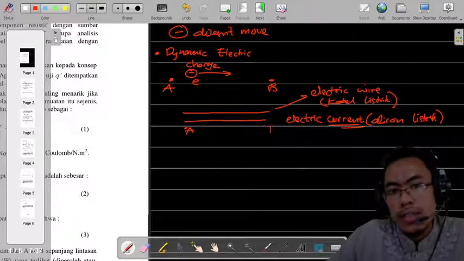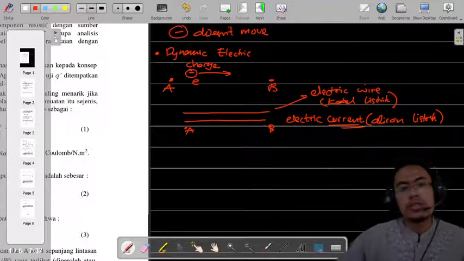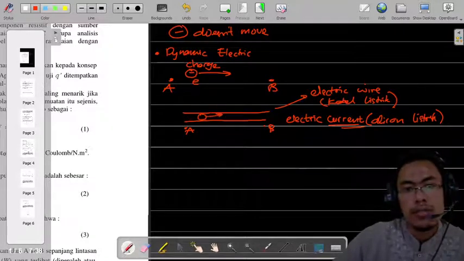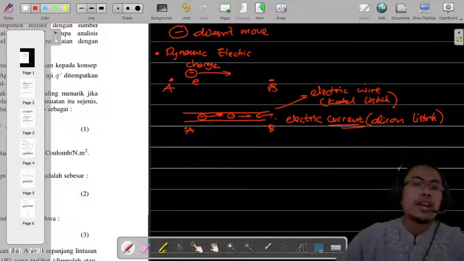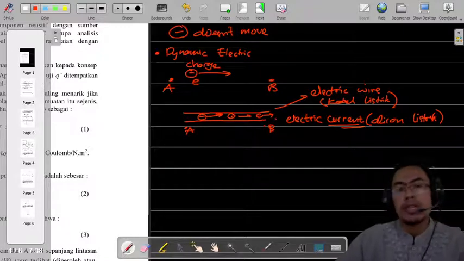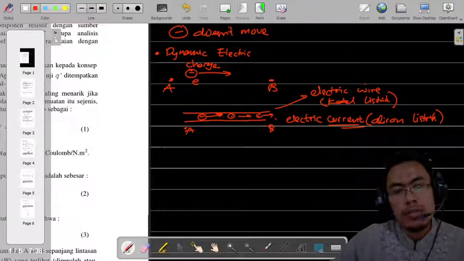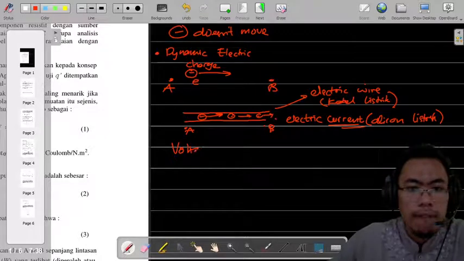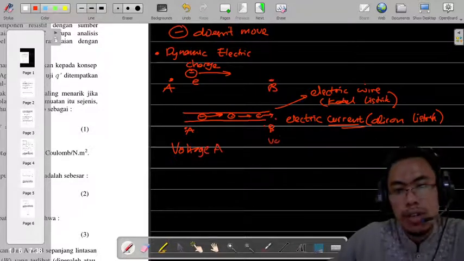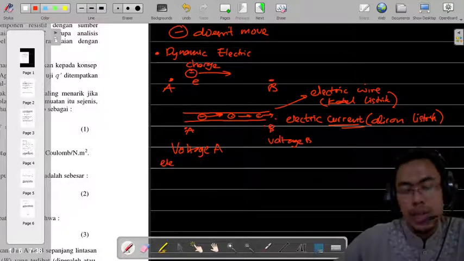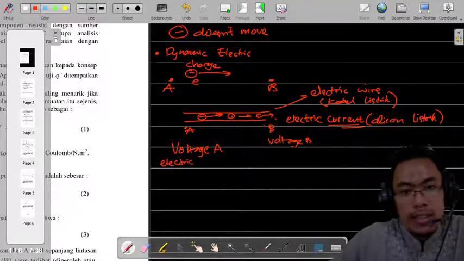Let's say this is A and this is B. In this wire, in this cable, there will be a lot of charge, electrons, moving from point A to point B. What makes the electrons move from A to B is a difference of voltage between A and B. In point A we have voltage A, and in point B we have voltage B. Voltage can also be written as electric potential.